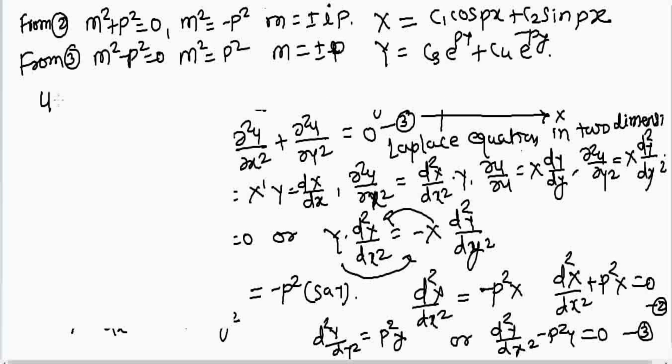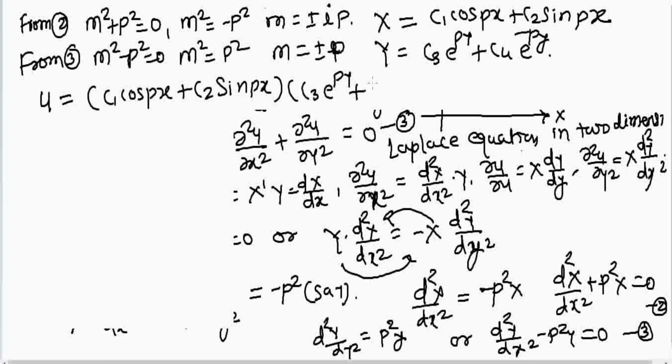Then the final solution will be u equal to c1 cos of px plus c2 sin of px into c3 e raised to py plus c4 e raised to minus py. This is the solution of the Laplace equation.